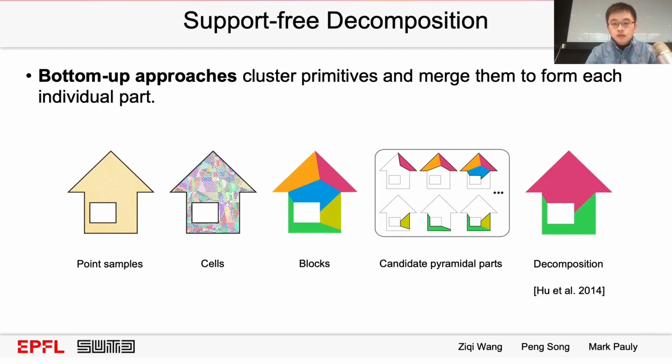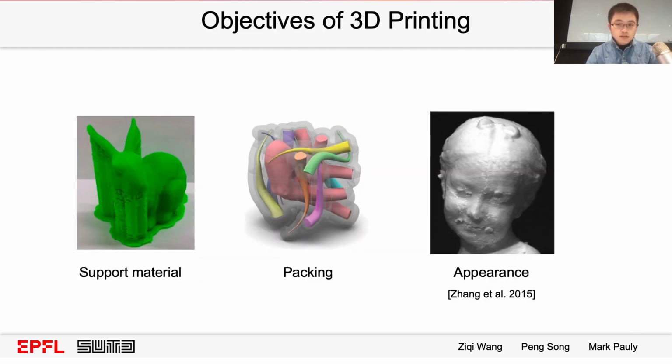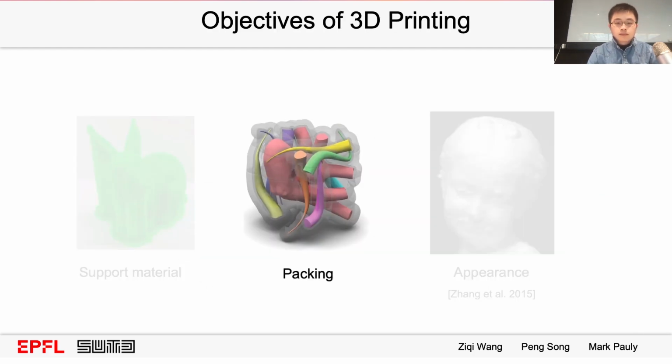The bottom-up approaches, like the pyramidal decomposition paper, progressively build larger and larger interior elements of the input shape, from sample points to cells, blocks, and candidate pyramidal parts. The final decomposition, which is the selection of the candidate pyramidal parts, is obtained by solving the exact cover problem. Here is an output from their paper. The second objective is about packing.